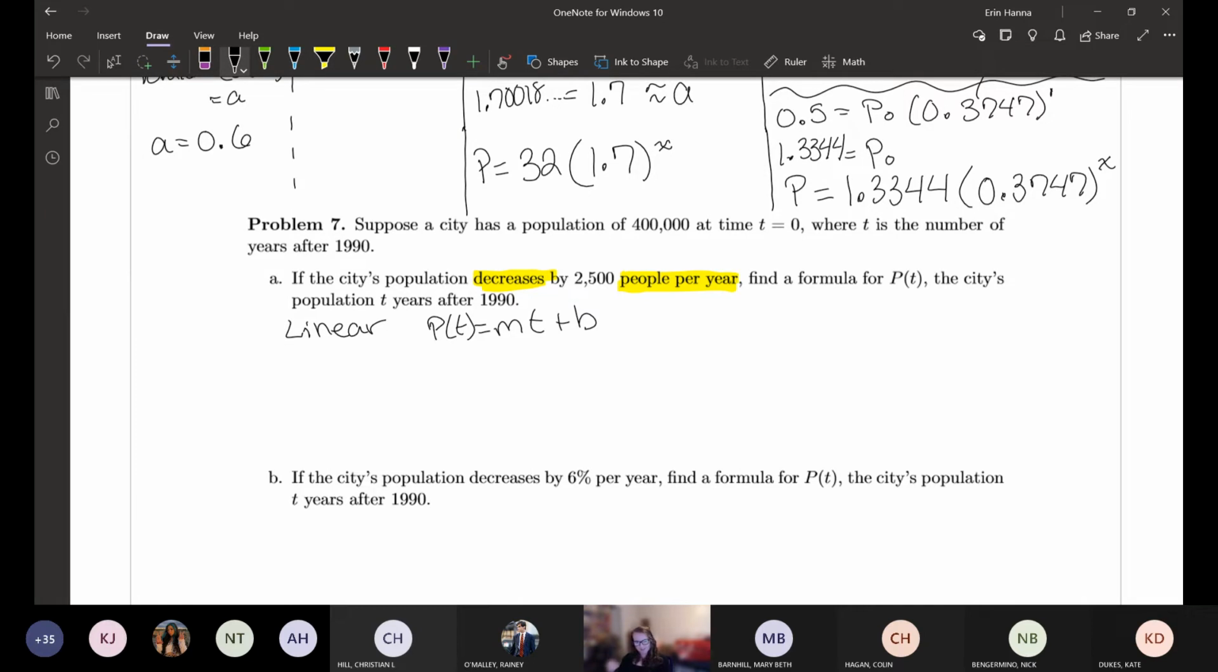Since it's decreasing, it's going to give us a negative value. So our slope's going to be negative, so we're going to have P of t. I like to put the positive number first if there is one, but if you wrote it as the negative 2,500 t plus 400,000, of course, that's also correct. And again, we know it's linear because it's a set value per time.